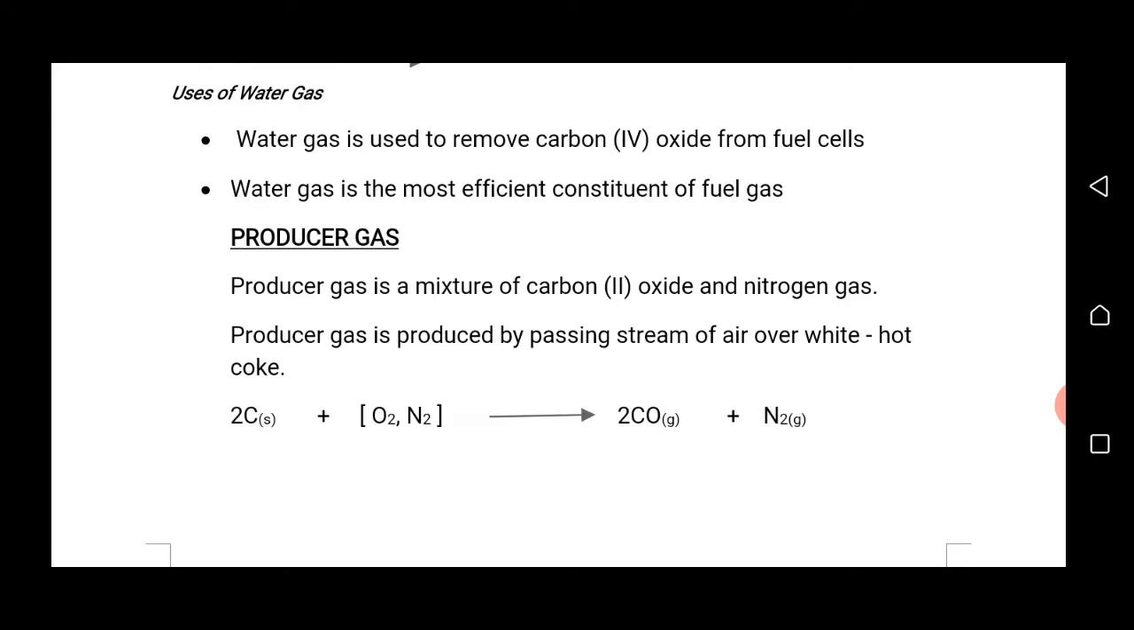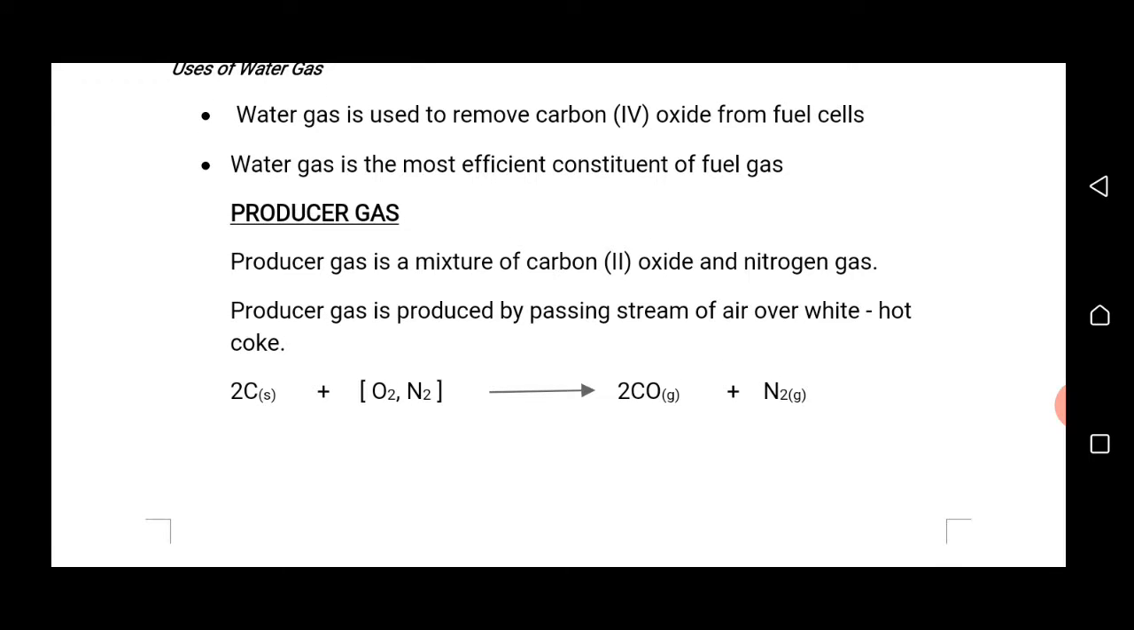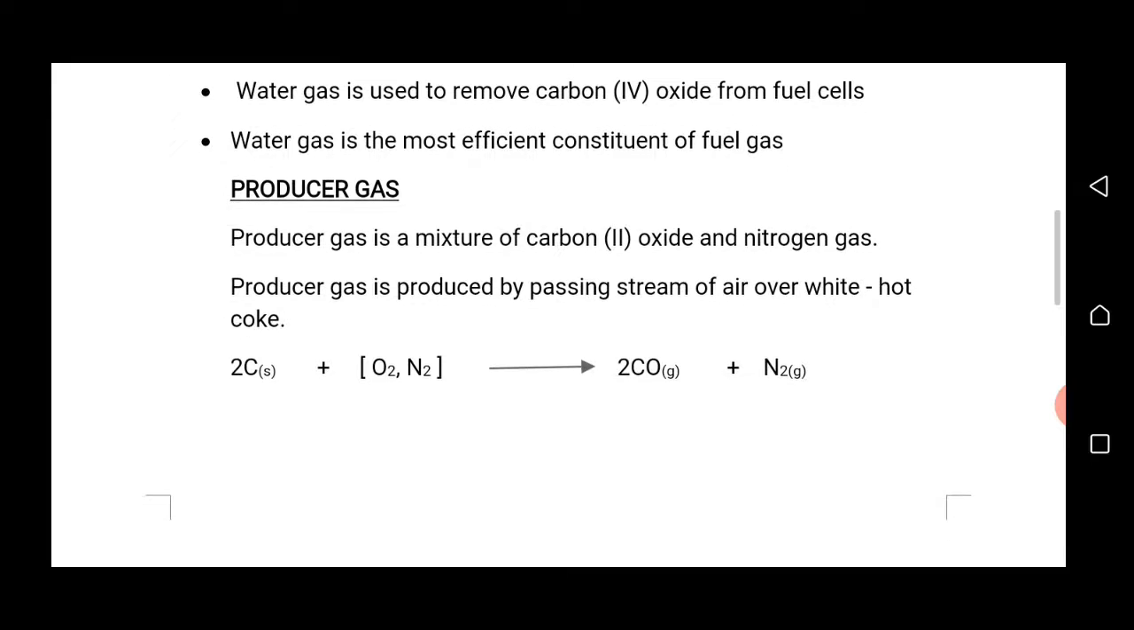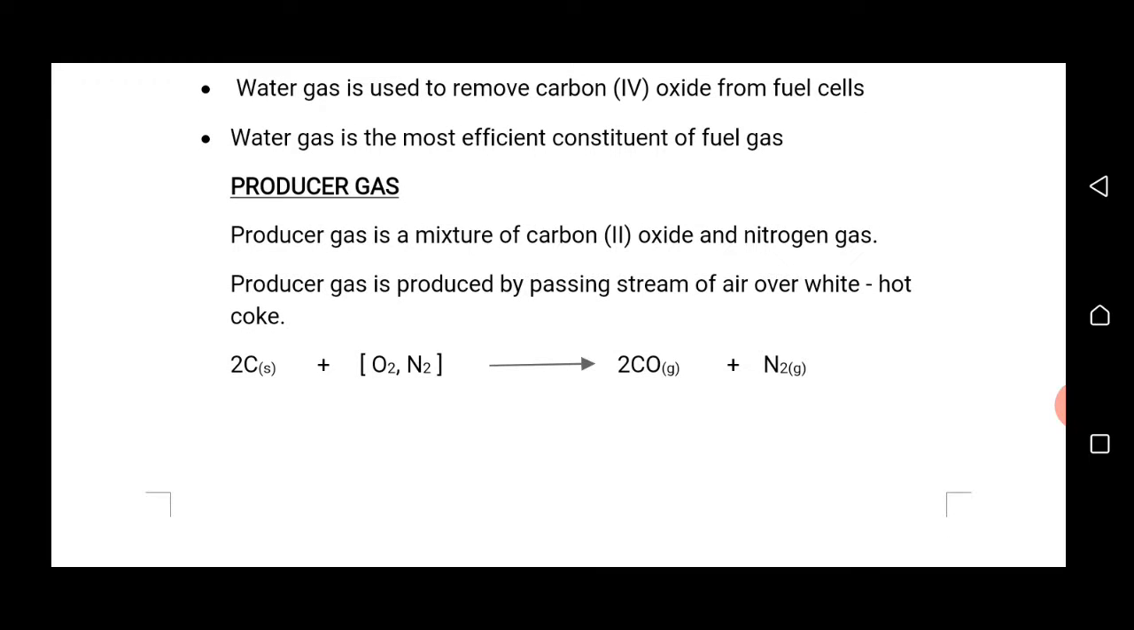What are the uses of water gas? Water gas is used to remove carbon dioxide from fuel cells. So all the engines that are using fuel gas, if there is any trace of carbon dioxide in them, water gas is used to remove carbon dioxide. Number 2, water gas is the most efficient constituent of fuel gas. So water gas is a better fuel than all other fuel gas.